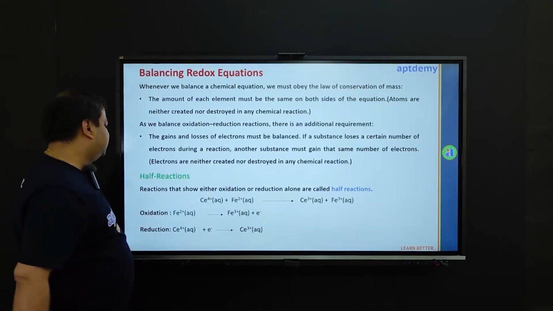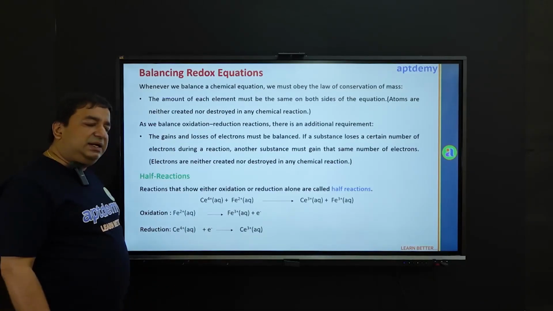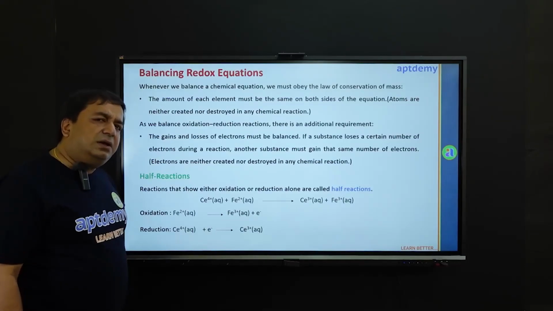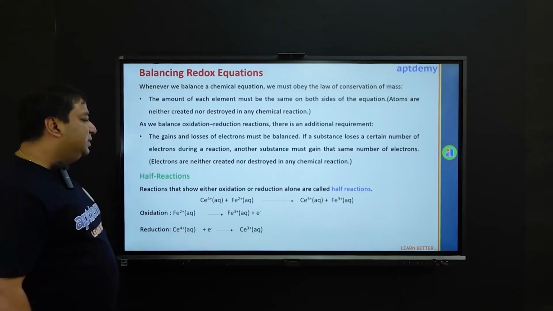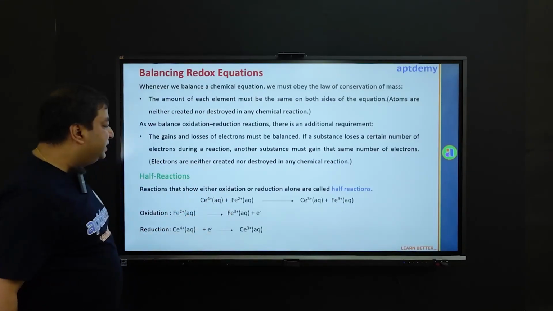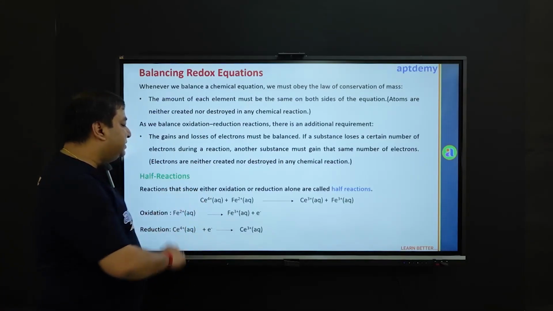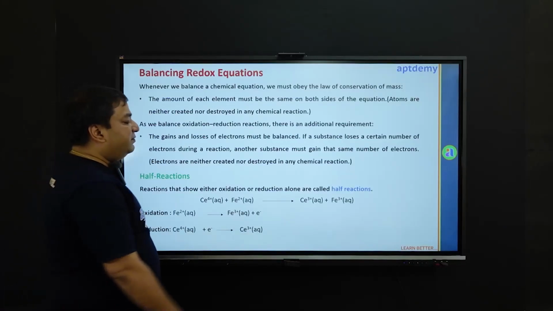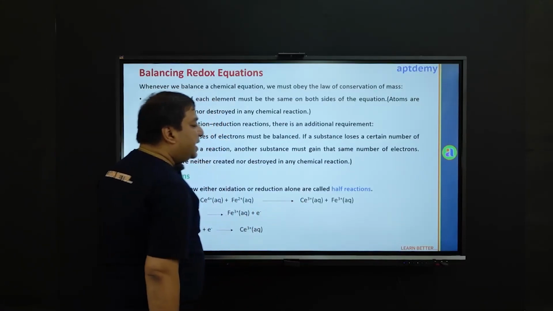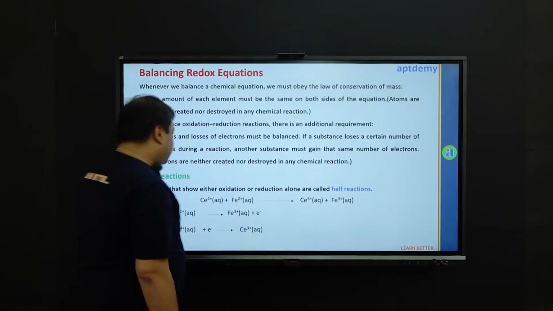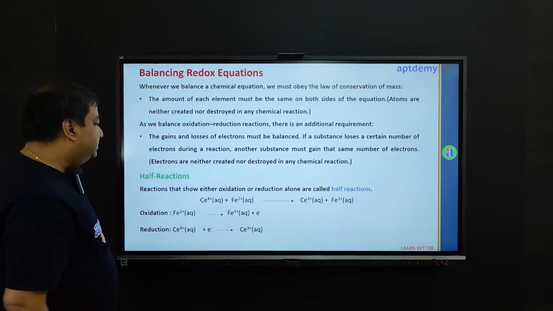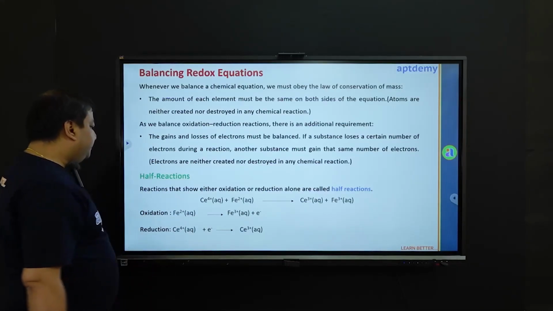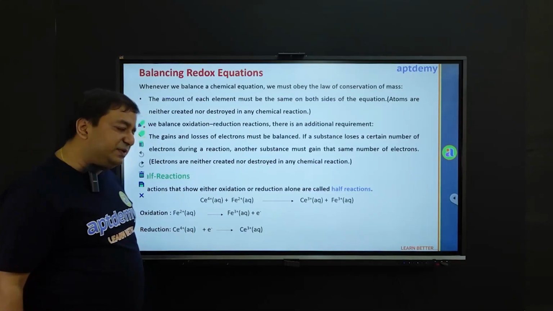What are half reactions? Reactions that show either oxidation or reduction alone are called half reactions. So we have been given one example over here, wherein we can see ceric is reacting with ferrous ion and forming cerium ion and ferric ion. So now let us decide, using again oxidation numbers, which one is undergoing oxidation and which one is undergoing reduction.